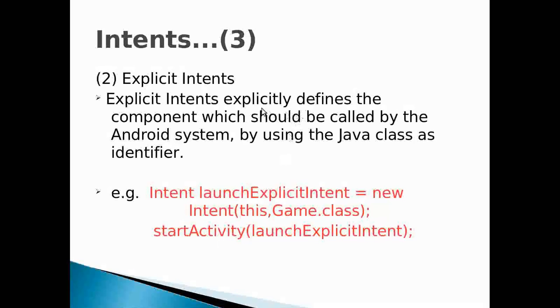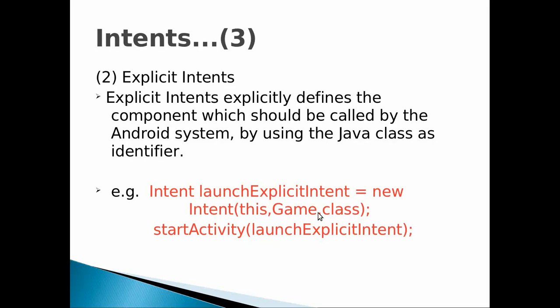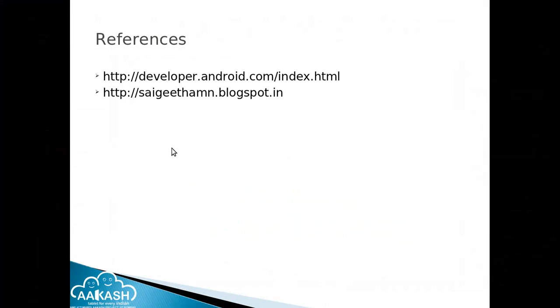Here we are explicitly defining the component. Here we are defining game.class. This means that on clicking a button containing this code, we will be redirected to game.class. Now we would look at program demo.